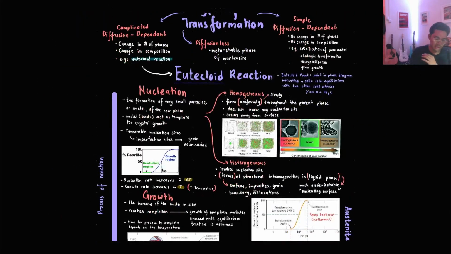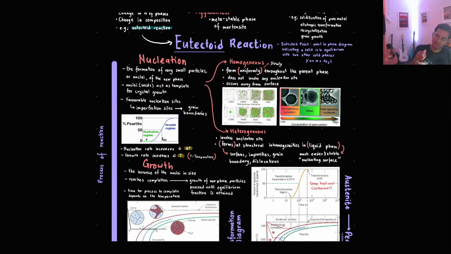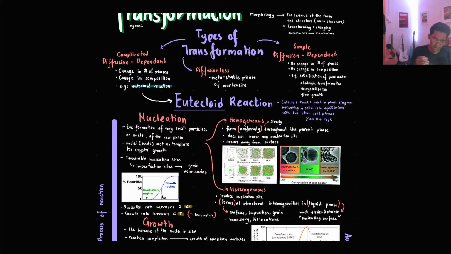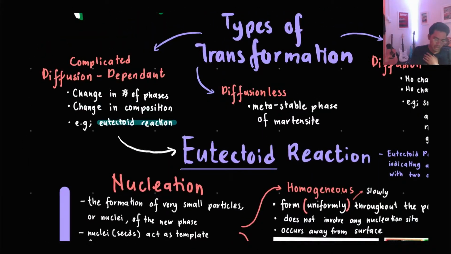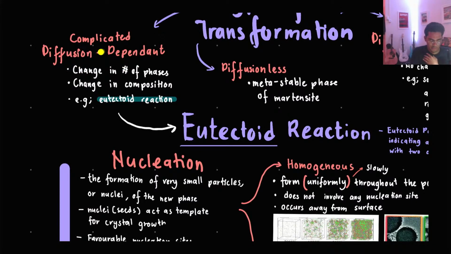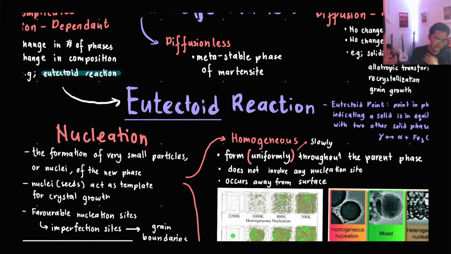So you will see in this reaction, you have different types of diffusions. You have simple diffusion, you have complicated diffusion, and also diffusionless. Okay, now we see the example of the complicated diffusion, which is the eutectoid reaction.